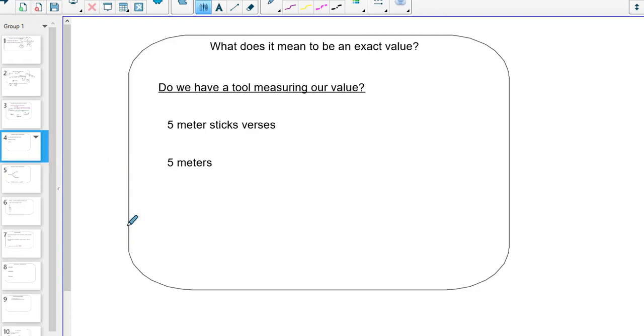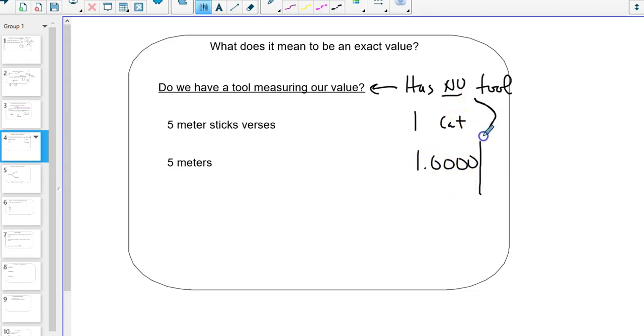What does it mean to be an exact value? Do we have a tool measuring our value? The key thing here is that an exact value has no tool. So I say I have 1 cat. I mentioned that with most numbers, the tool runs out and you get this little rounding line. But since there's no tool, there's no rounding line. That number just keeps going on and on. So if I have 5 meter sticks, in that case, I have an infinite number of significant figures. I have 5.00000000, and all those numbers are just as good as the first ones.